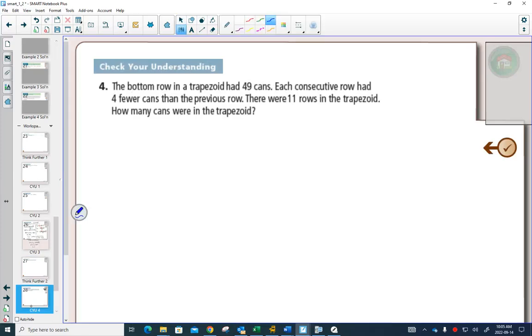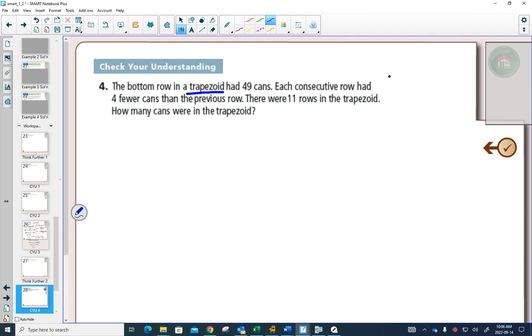Word problem, everybody loves word problems. The bottom row in a trapezoid has 49 cans. So first of all, you read the first sentence, and this might throw you off because you're like, I've heard of that word before, but I don't know what it is, or I've never heard of that word before, and I also don't know what it is.